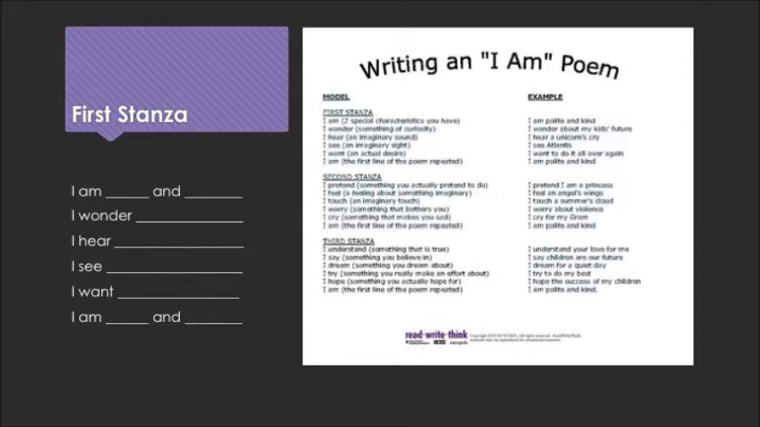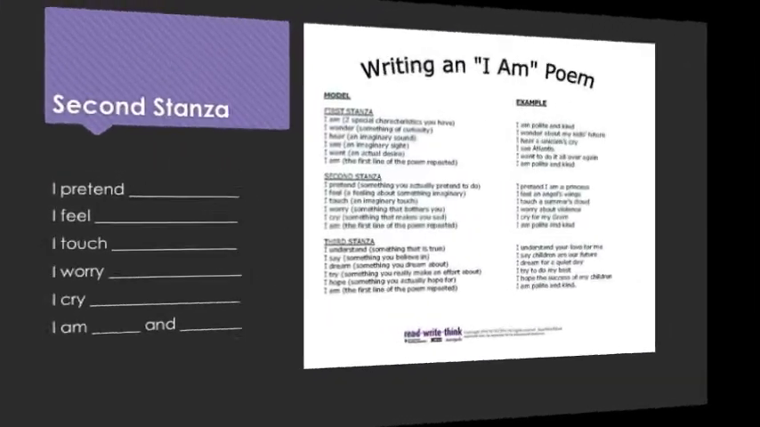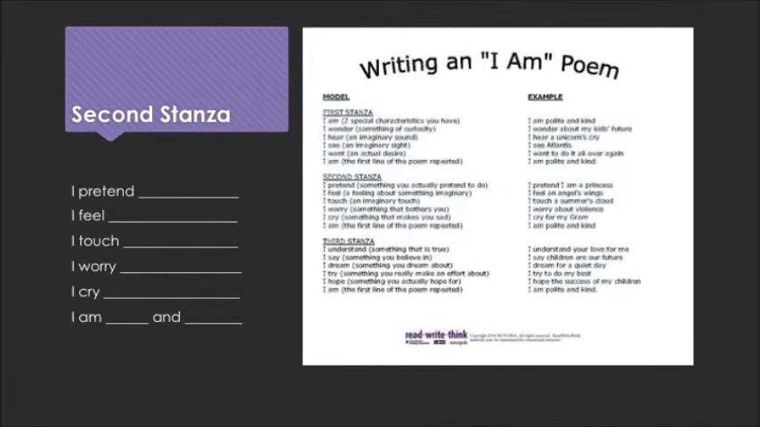Great. Now let's work on our second stanza. I pretend. What do you like to pretend to do? I feel. What are you feeling? Happy? Sad? Excited? I touch. What do you want to touch? I worry. What is something that worries you? I cry. What makes you cry? Or what makes you sad? I am. Repeat the first line of the poem.